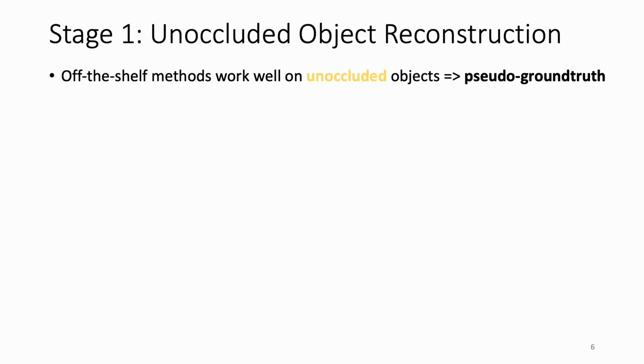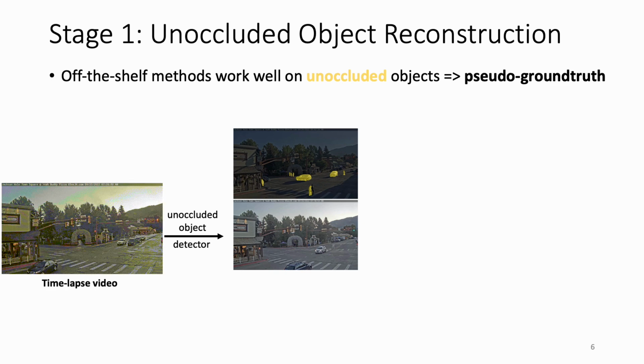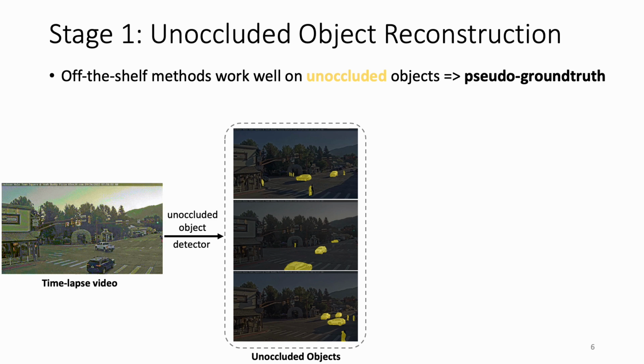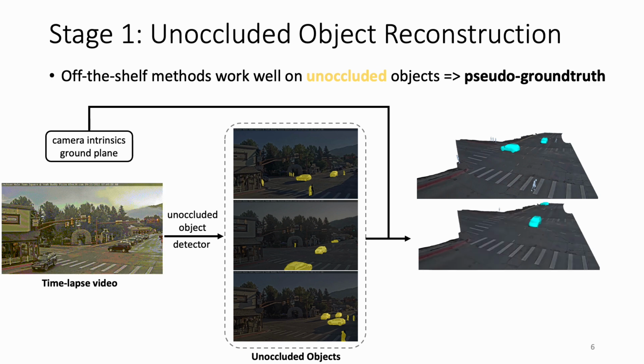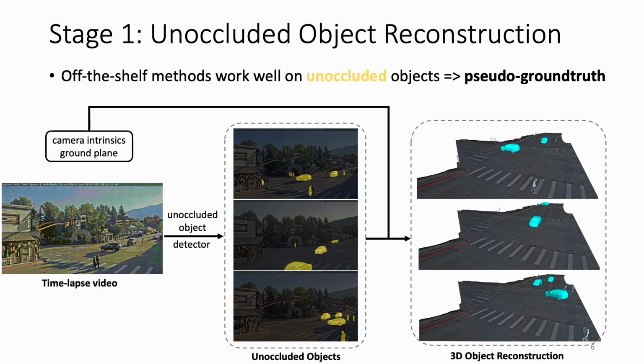First, we observe that off-the-shelf methods work well on unoccluded objects for both 2D and 3D prediction tasks. Therefore, they can be used as pseudo-ground truth to learn object reconstruction under occlusion. Given a time-lapse video, we use an unoccluded object detector to identify unoccluded objects, here vehicle and human highlighted in yellow. Once unoccluded objects are identified, with the camera intrinsics and ground plane equation, we use off-the-shelf methods to get accurate 3D object pose and shape of these unoccluded objects. In this figure, we show the ground plane together with 3D reconstructed objects.